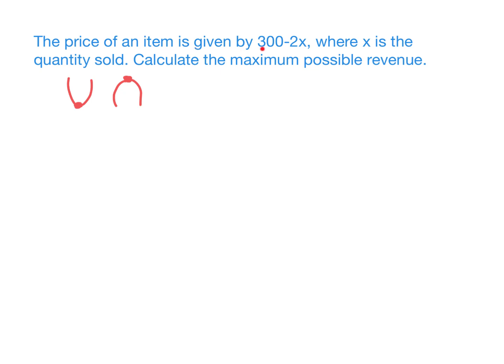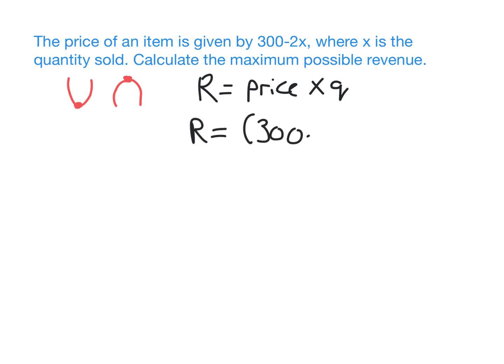So the price of an item is given by 300 minus 2x, where x is the quantity sold. Calculate the maximum possible revenue. So the revenue is just the price times the quantity sold. So in this case, the revenue is equal to price, which we were told was 300 minus 2x, multiplied by quantity sold, we were told was x. So expanding this, we get 300x minus 2x squared.